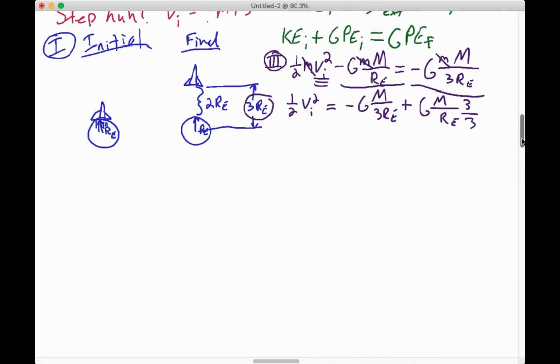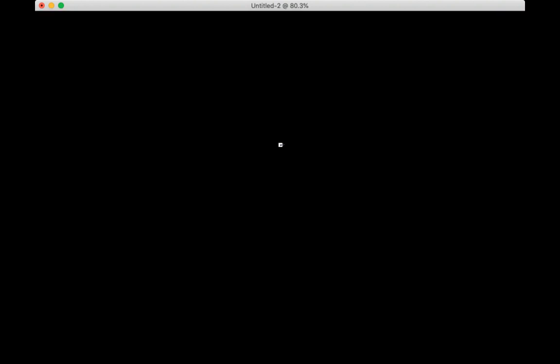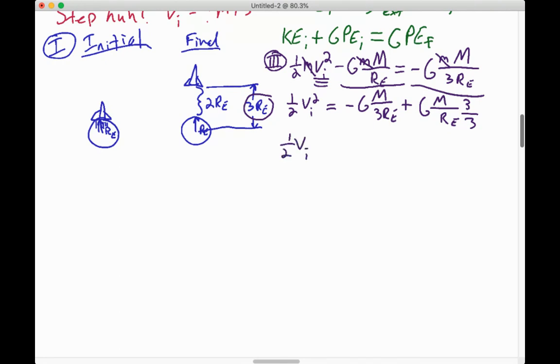So let me get a little bit more room here. Let me actually write that out so it makes more sense. 1/2 v initial squared is equal to minus GM. I got a little weird, I put the big G on top. So that's this term right here. And then this times 3/3 is going to give us plus 3 big G, big M, over 3RE.